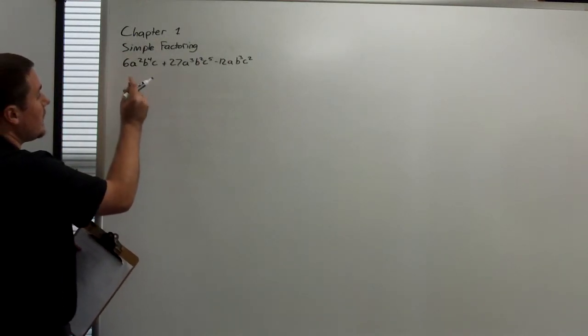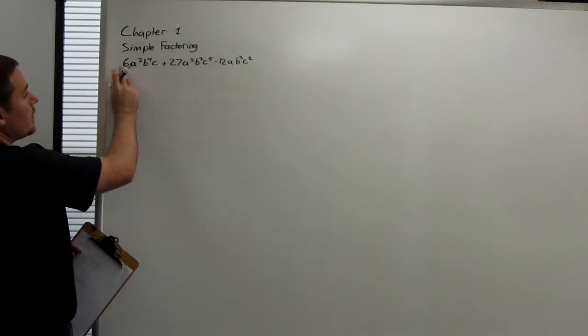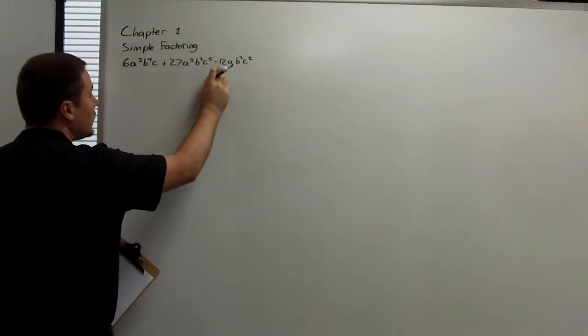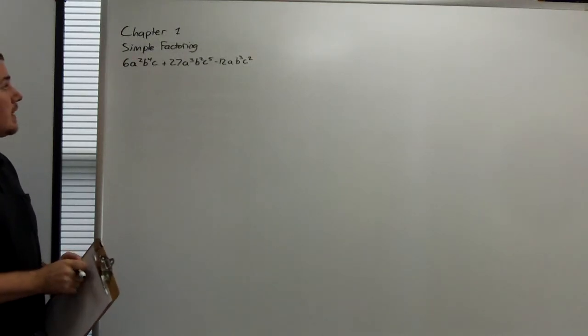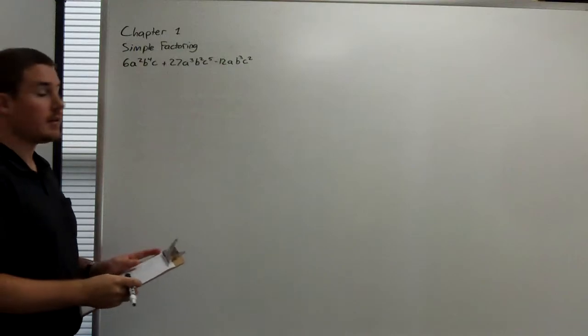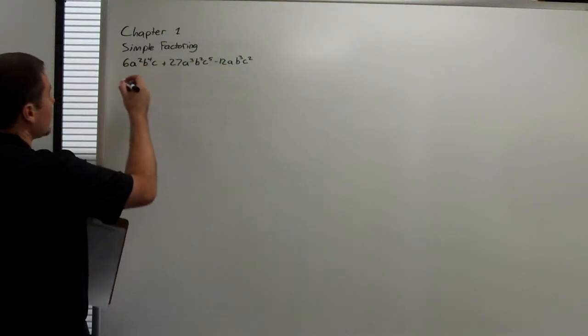We need to find the least common multiple between 6, 27, and 12. And so near as I can tell, 27 isn't divisible by 6, so it has to be 3. 3 is common to all of these numbers. So I'm going to write it out front.